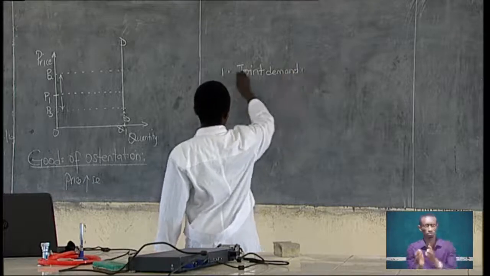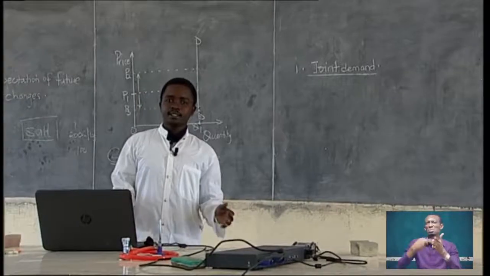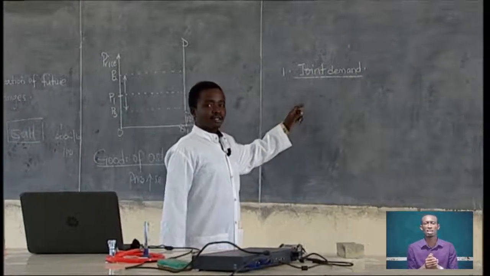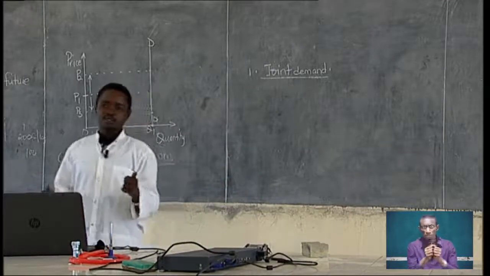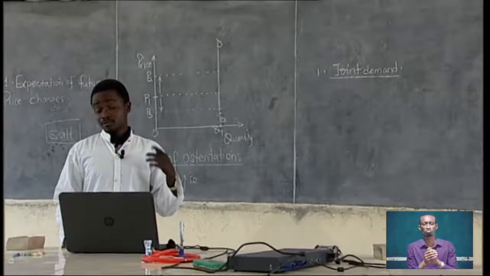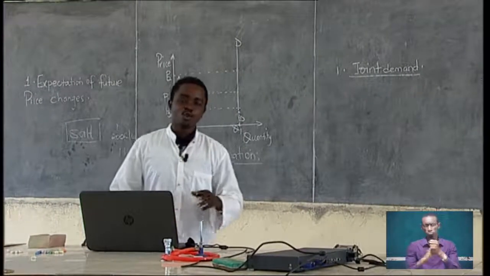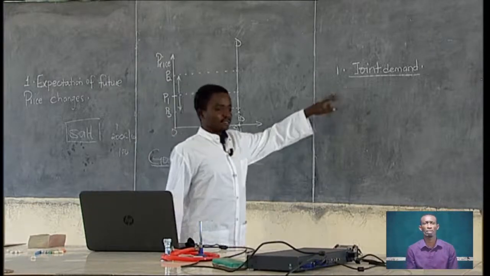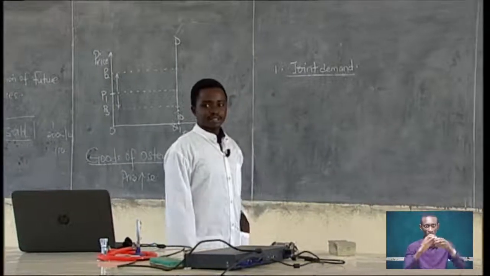Joint one. The joint demand. So what is this joint demand? This is a demand for commodities that are used together. Goods that are used together. Meaning that we talked about complementary goods. Complementary goods are goods that are used together. And then you should be able now to know some of the examples of complementary goods. So joint demand, complementary demand, is a demand for goods that are used together.